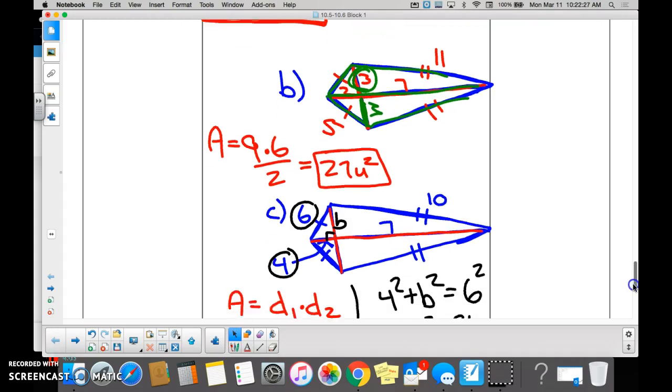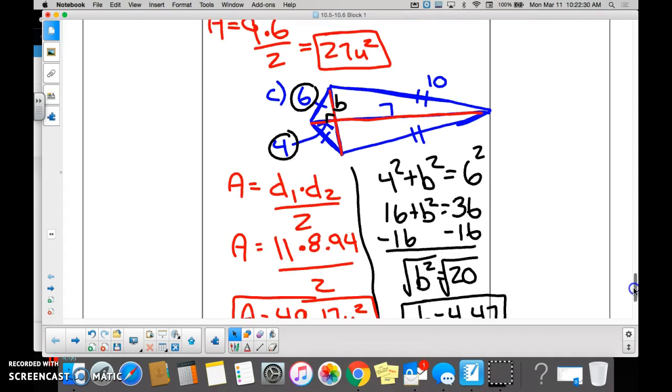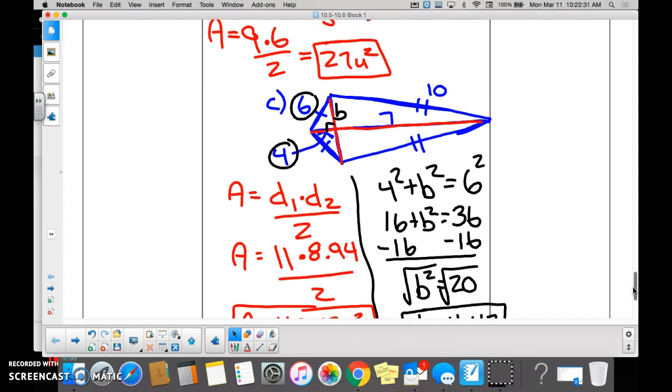And then last one, letter C. In this situation, we knew this one was a 7 and a 4, this diagonal, but we needed to figure out what b was. A lot of you got stuck here. But what you fail to realize is that this right here was a right triangle, and we knew this was 4 and we knew this was 6. So all we needed to do was solve for that b there, right?